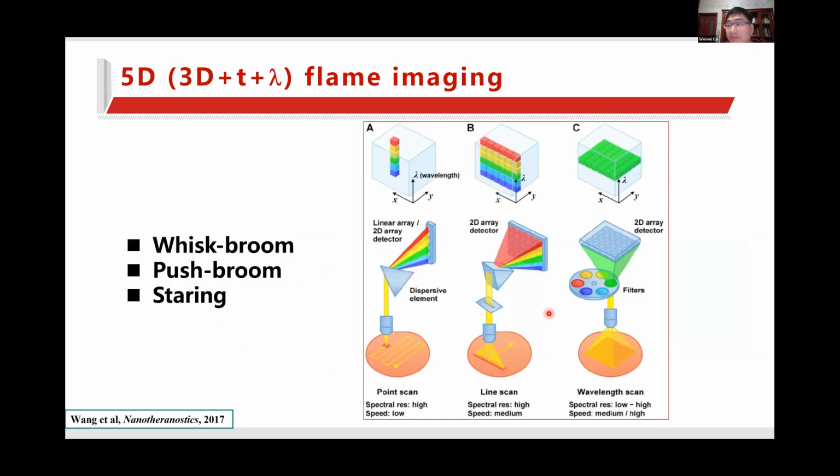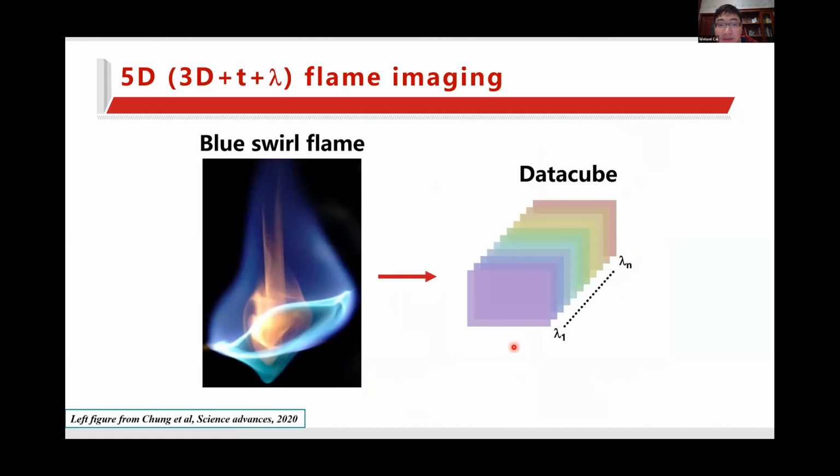So the typical spectral camera on the market, the principle is as follows. Typically, people use a point scanning or line scanning method to scan the scene, or to scan the flame, but the flame is changing rapidly. So in this way, you cannot capture the instantaneous flame. So we need to capture the spectral image of the flame in one single exposure. So how to do that?